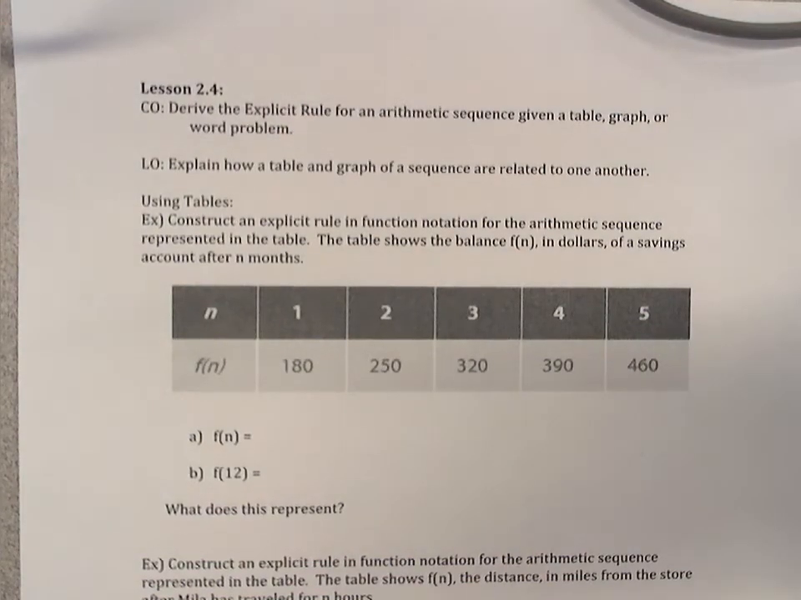Today we are going to go over our lesson 2.4. The content objective is to derive the explicit rule for an arithmetic sequence given a table, graph, or word problem. The learning objective is to explain how a table and graph of a sequence are related to one another. So we want to use tables to be able to construct functions, and we also want to be able to construct functions from graphs.